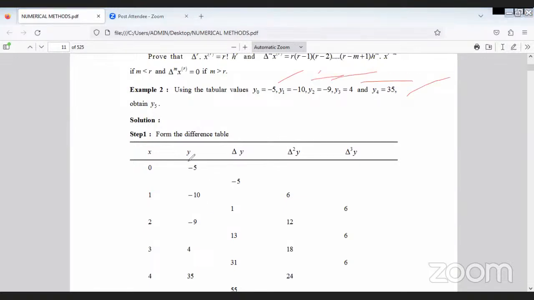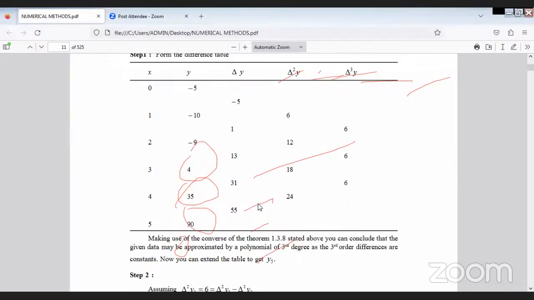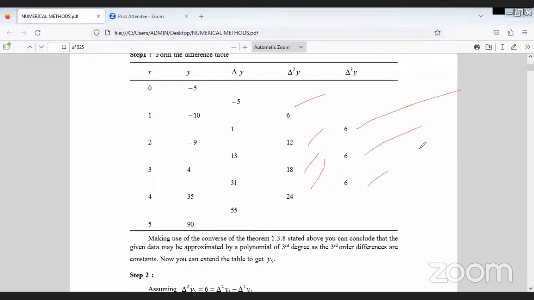The values are given. -10 plus 5, this is -5. -9 plus 10 is 1. 4 plus 9 is 13. 35 minus 4 is 31. Again I'm taking here 1 plus 5, 6. 13 minus 1, 12. 31 minus 13, 18. 12 minus 6, 6. 18 minus 12, 6. 24 minus 18, 6.